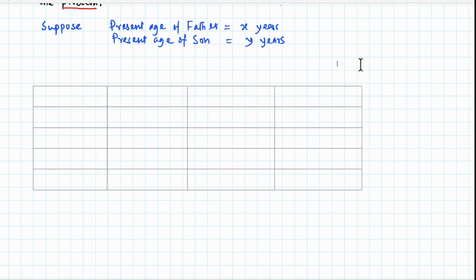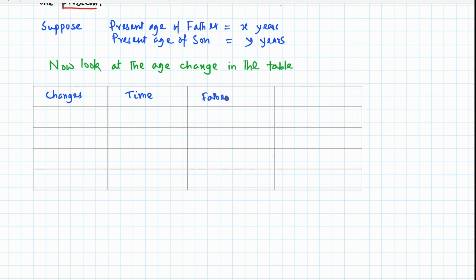Now, a very important table. If you look at this table, you will be able to understand the concept very easily. So let's have a look. Look at the age changes in the table. We have taken 4 columns: changes, time, then father's age and son's age. This can be of any person's age.